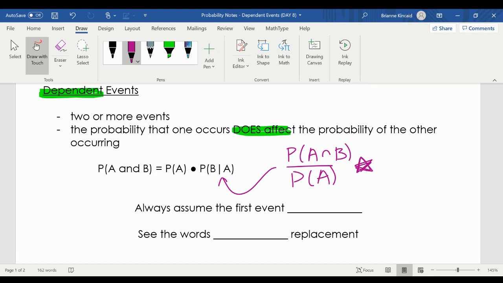So just like we did with independent events, we're always going to assume that the first event occurs. This time we're going to see the words without replacement. That means if you're reaching in and picking something out or you're choosing something, you are no longer keeping it in there, so you're changing the denominator and potentially the numerator of the next event.